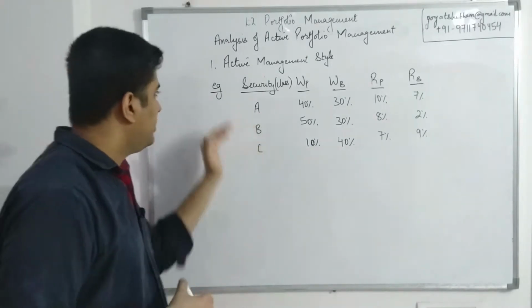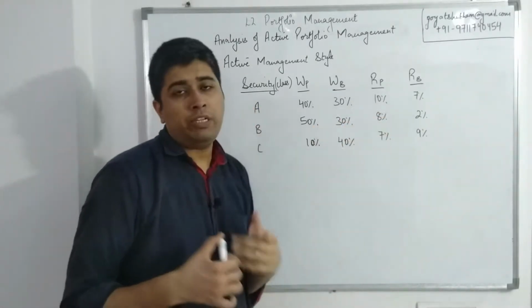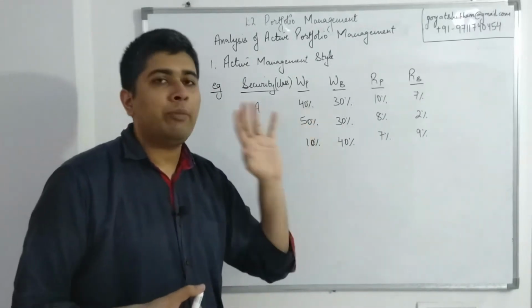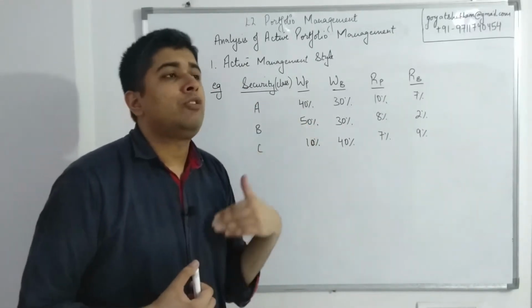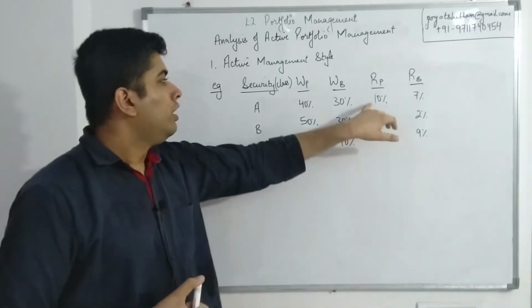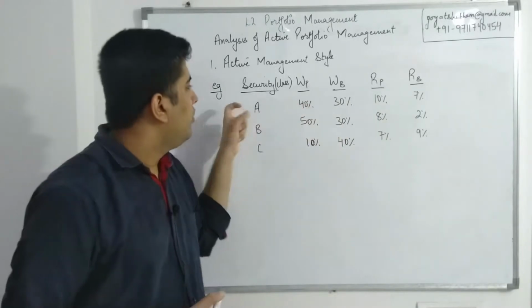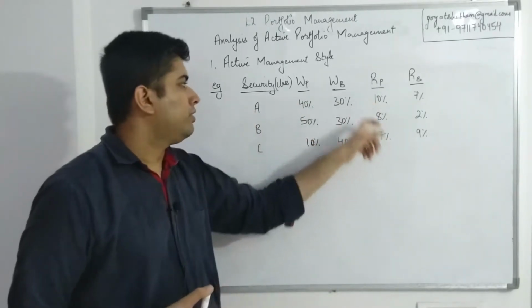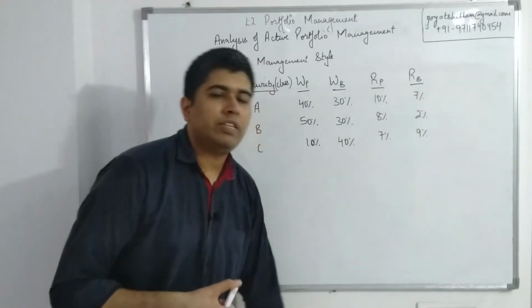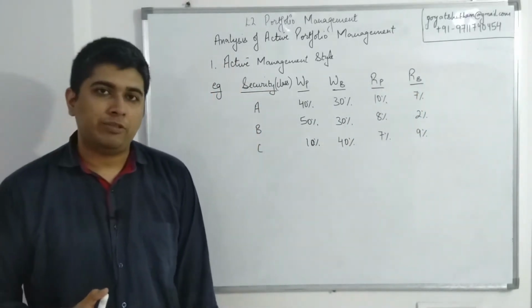Now, this is just the security class. It is possible that maybe you had better security selection within the class. So let's say I want exposure to chemicals. Maybe I am able to pick better chemical stocks than the ones which are there in the benchmark. So return on portfolio of this A security class is 10%, 8% for B, 7% for C. And these are the returns of different asset classes for my benchmark.